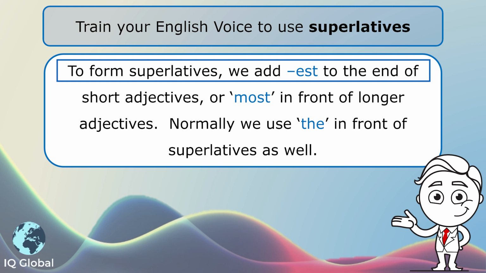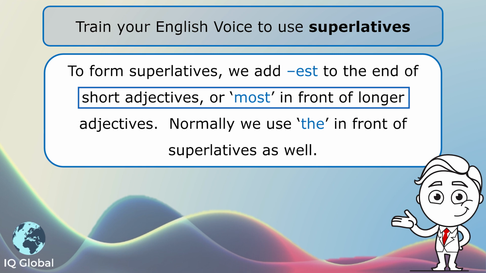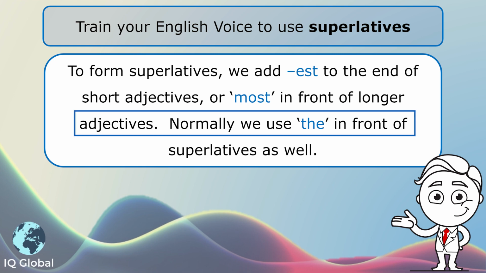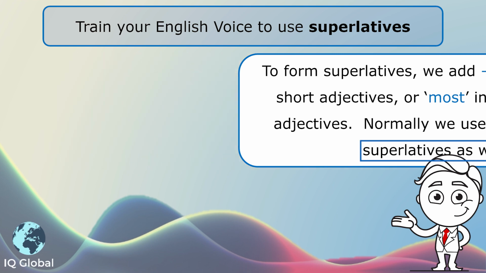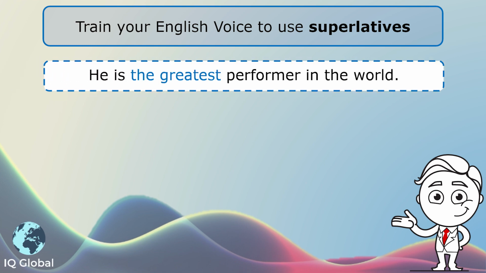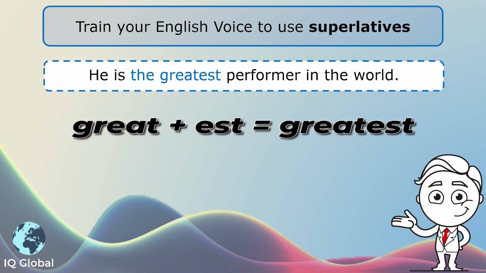To form superlatives, we add est to the end of short adjectives or most in front of longer adjectives. Normally, we use the in front of superlatives as well. Let's have a look at sentence 1. He is the greatest performer in the world. The adjective is great. It's a short word, so we add est to the end of it. And we use the before the superlative. The greatest.